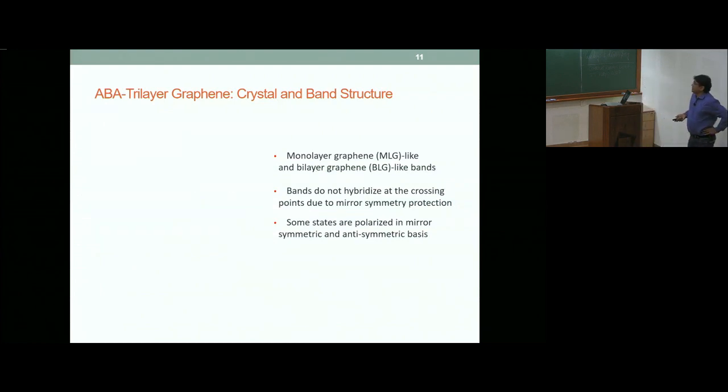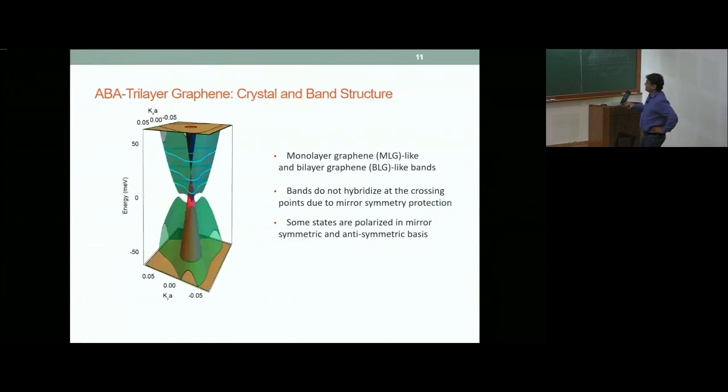Okay, so in a nice, cool-looking picture, what you have is a conical band, and around it is a trigonally warped band.